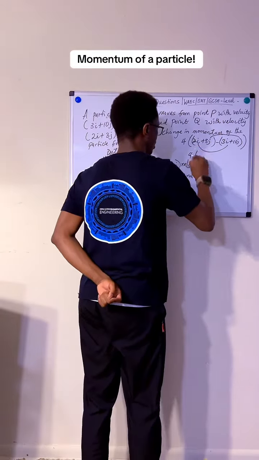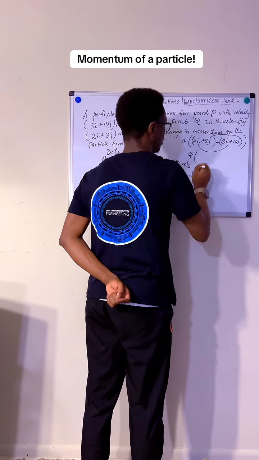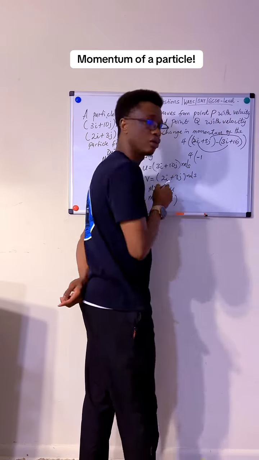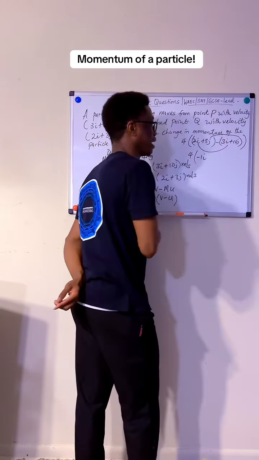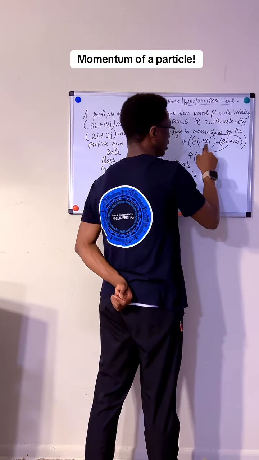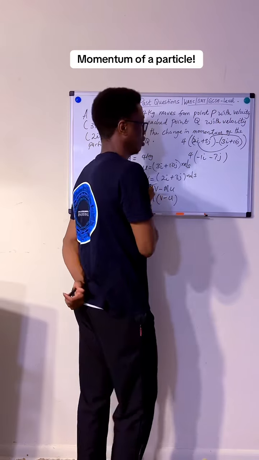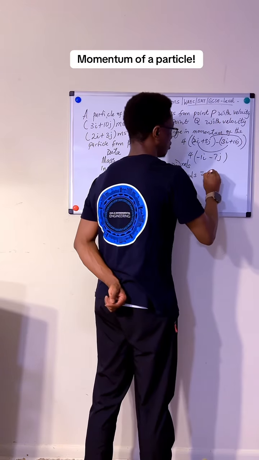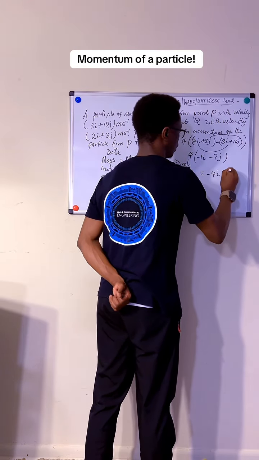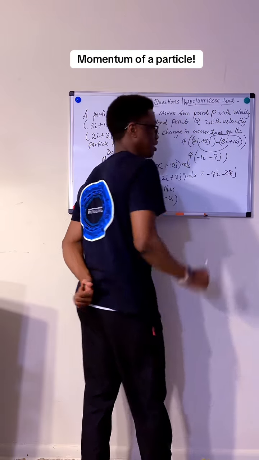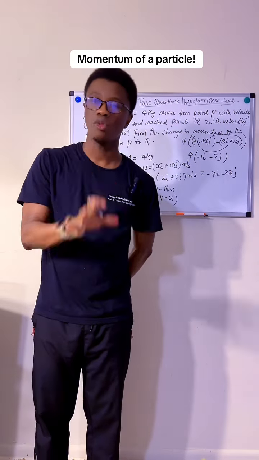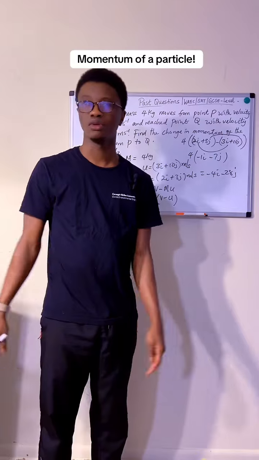So this gives you 4. This is easy. 2 minus 3 gives you minus 1, but it's minus 1i. Then this again, 3 minus 10 gives you minus 7j. Once you have that, just multiply. This gives you minus 4i minus 28j, and that is the change in momentum of this particle.